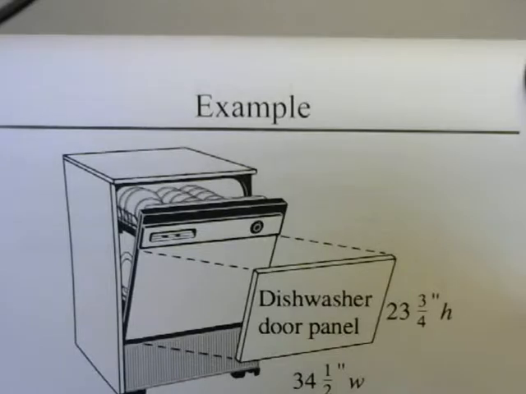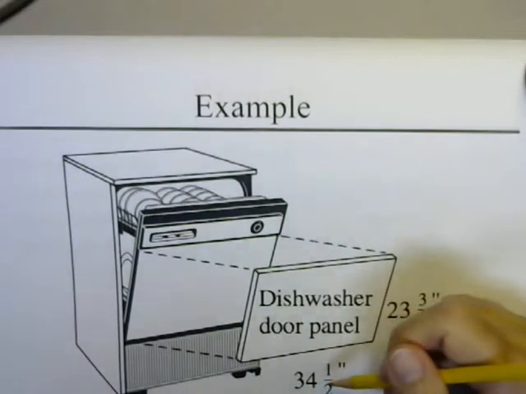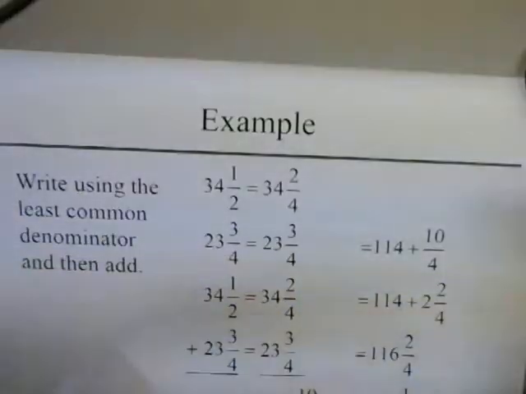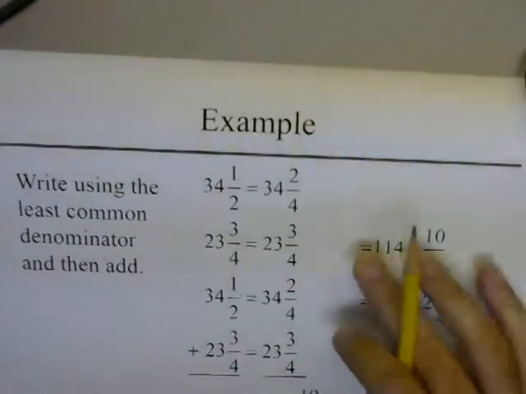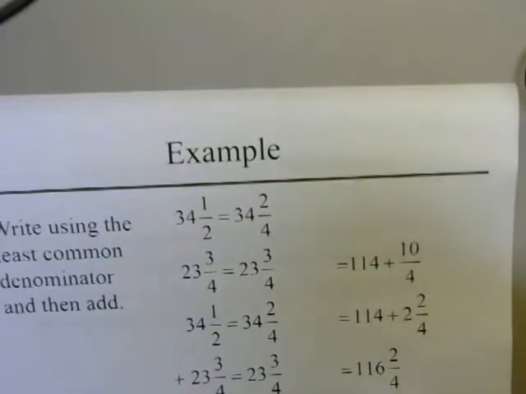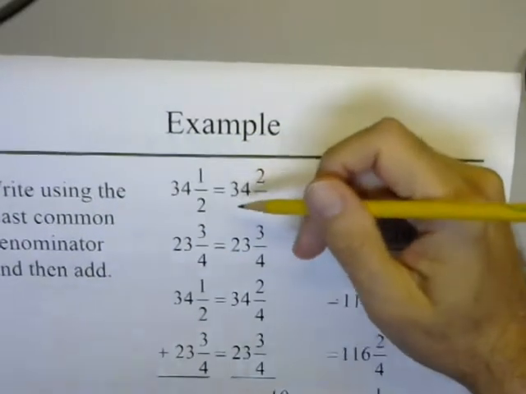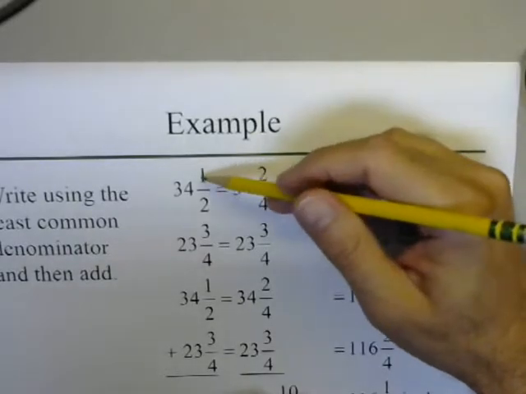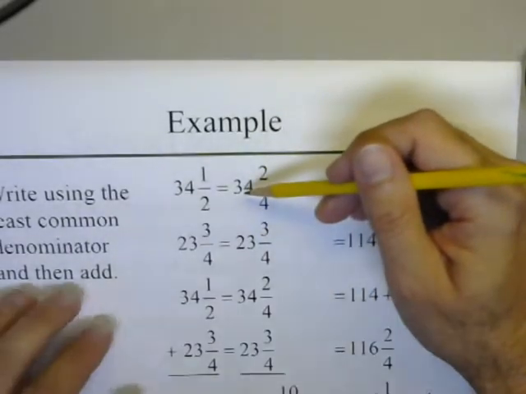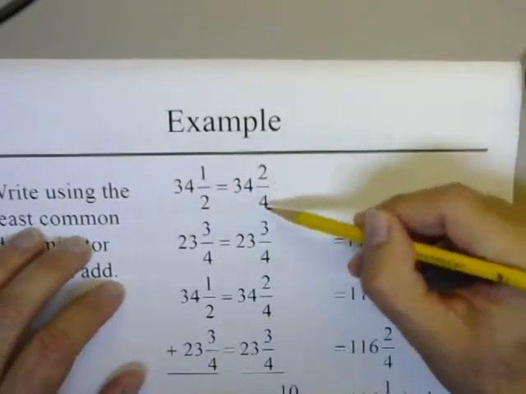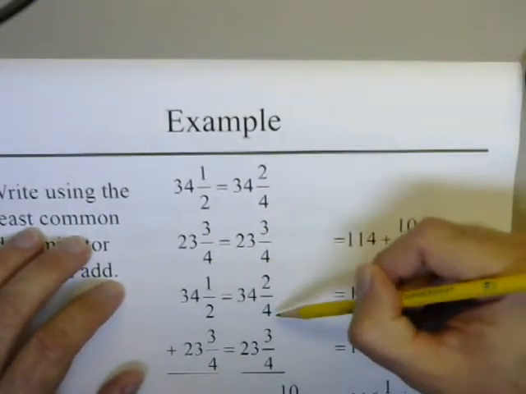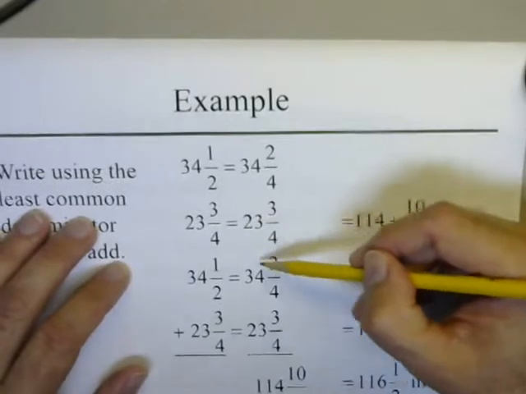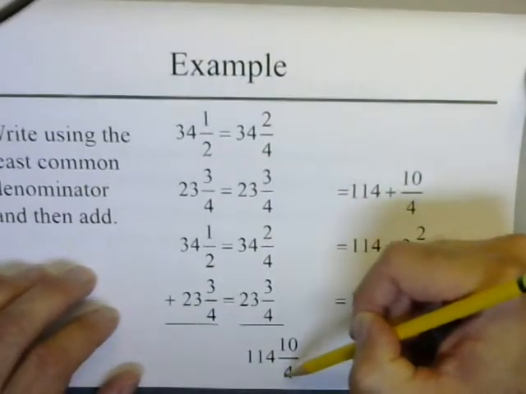In this case, take this dimension, which is 34 1/2, this dimension, which is 23 3/4, and add them together. Again, just add the whole number parts and then the fractional parts separately. So 1/2 becomes 2/4, 3/4 stays as 3/4, 1/2 becomes 2/4, 3/4 stays as 3/4. Add the whole number part, so 34 plus 23 plus 34 plus 23, which gives you 114.